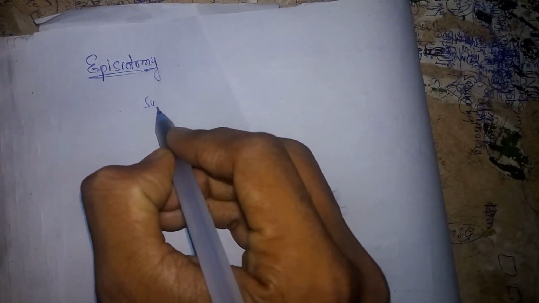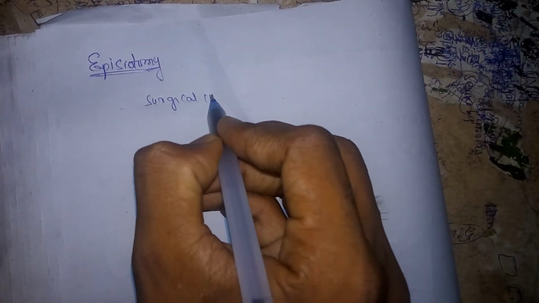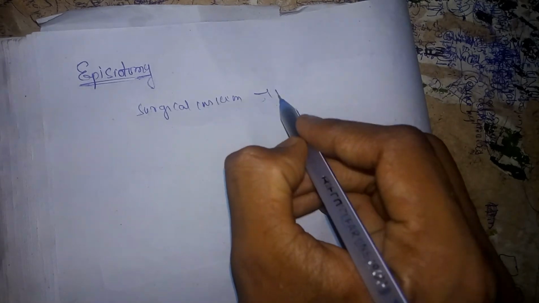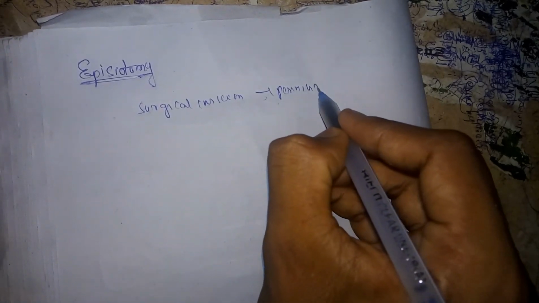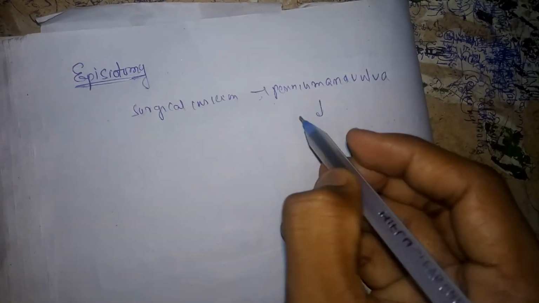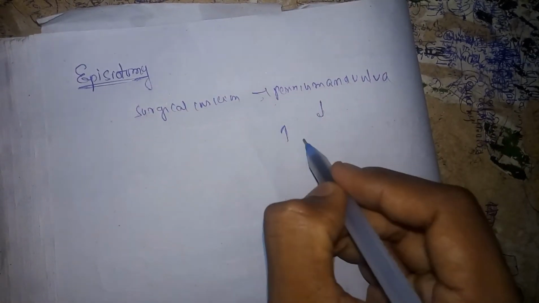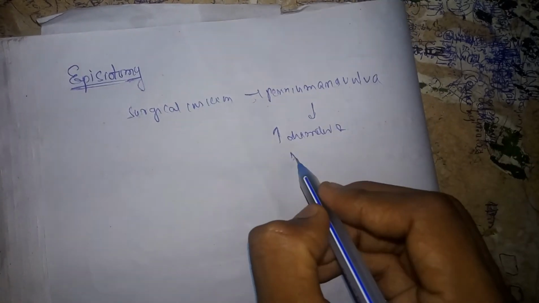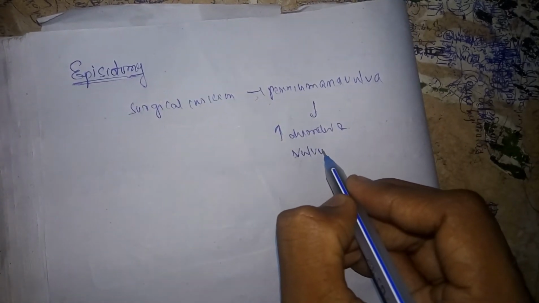Let's discuss episiotomy. What is episiotomy? Episiotomy is a surgical incision made over the perineum and vulva to increase the diameter of the vulvar opening or vulvar outlet.